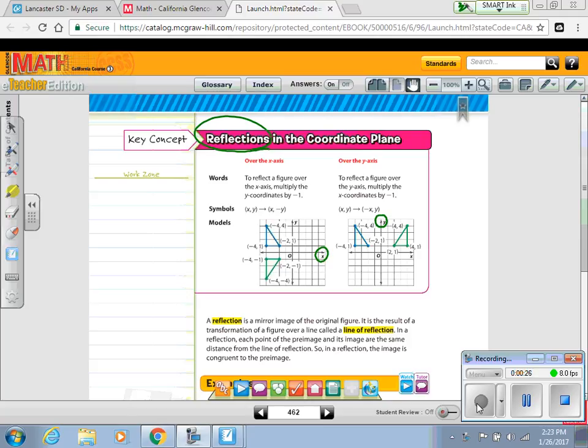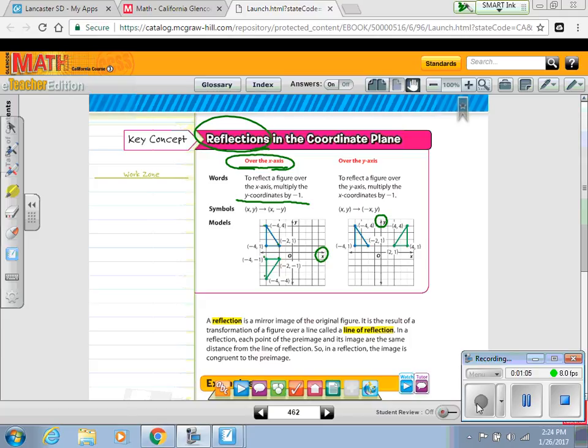So when that happens, as you can see in this first one, over the x-axis, the x coordinates don't change. They stay the same. What changes is the y coordinates. So when it's going to flip over the x-axis, you need to change the y coordinates by multiplying by -1. When you do that, it's going to flip over to the other side of the x-axis because the y coordinates are going to become negative, or if they're negative, they're going to become positive, and it'll cause it to flip across the x-axis.